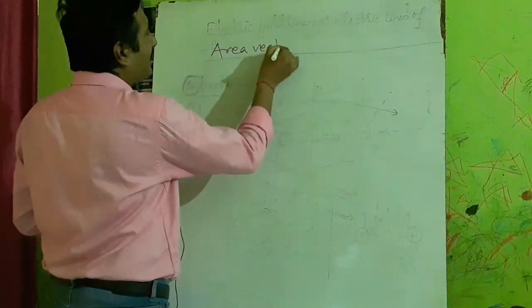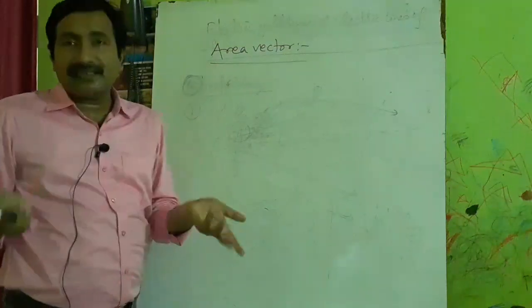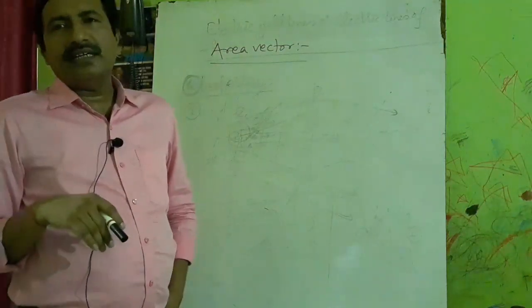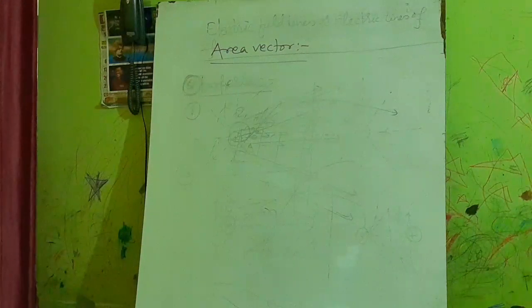You all know area is a scalar quantity. Like length is a scalar quantity, you also know the length is a scalar quantity. In the same way, area is also a scalar quantity. But you know, for some meaningful purpose, length can be made a vector.